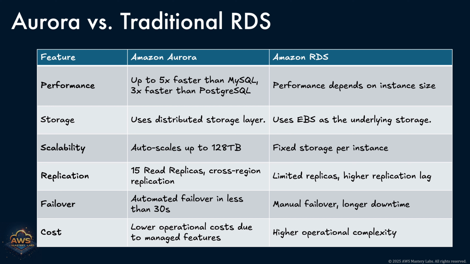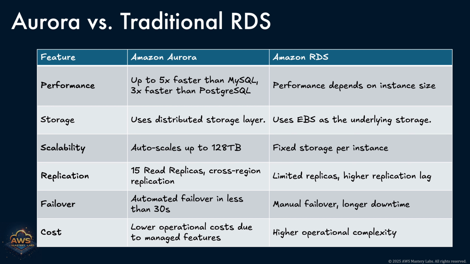So, why should you consider Amazon Aurora over traditional Amazon RDS? While both are fully managed database services within the AWS ecosystem, Aurora is designed to push the boundaries of performance, scalability, and reliability, making it a smart choice for modern, high-demand applications. Let's start with performance. Aurora offers up to 5 times the throughput of standard MySQL and up to 3 times the performance of standard PostgreSQL.